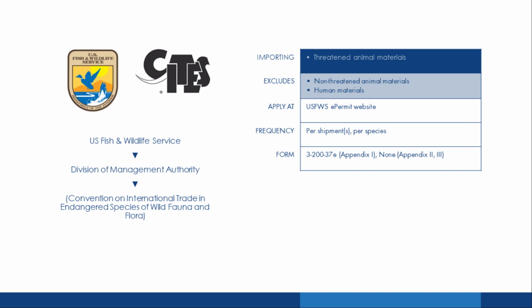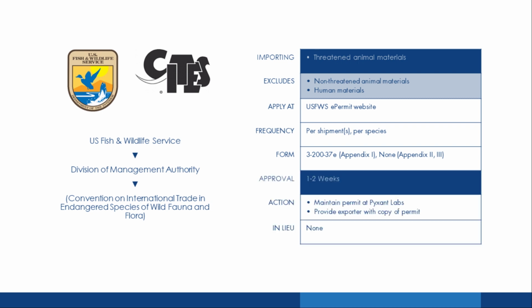So how long does it take to get an application approved for a CITES permit? It can take conservatively 1 to 2 weeks. And once we obtain that permit, we maintain a copy with our records here, and then we provide the exporter with a copy of the permit to include with the shipment's paperwork. So when the shipment does cross the border with customs, they can quickly access the documentation that they need.